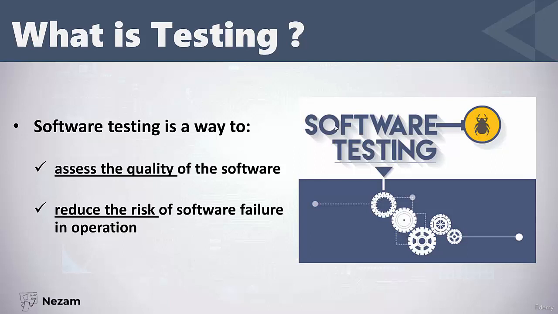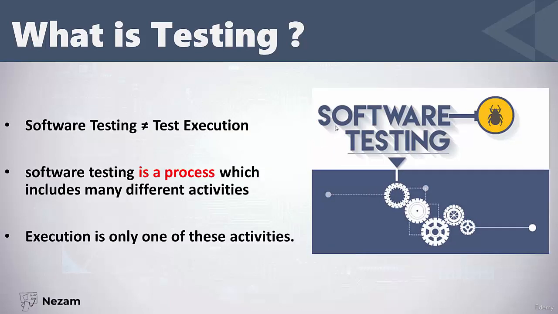So we need software testing to assess the quality of the software. We need to measure the level of quality of our software. Also, we need software testing to reduce the risk of software failure in operations. When you find defects early in the life cycle, that reduces the likelihood that these defects happen in operation with the user. Now we need to clarify some basic concepts about software testing.